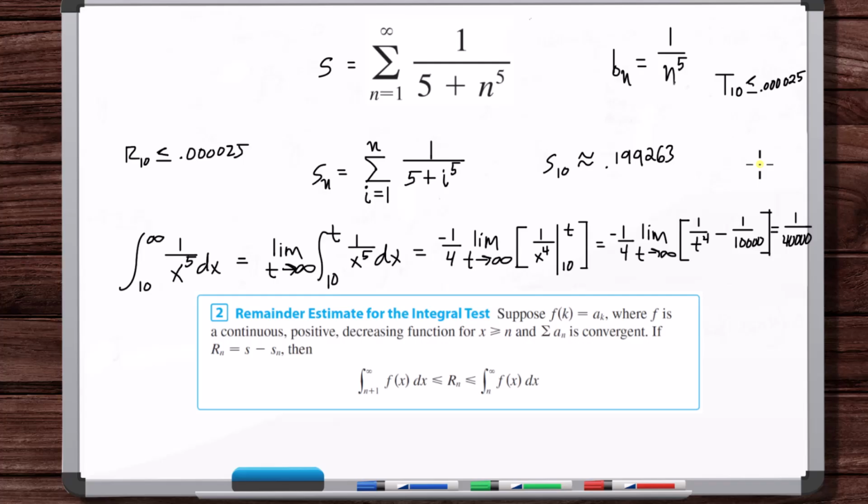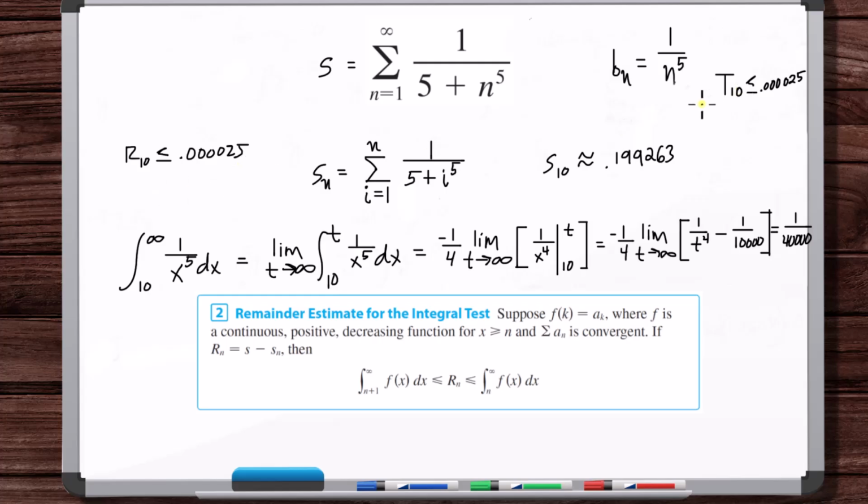When we went through the textbook section, I might have mentioned that we could potentially do that, and it doesn't look like we can. So for a comparison test, at least in the case where you're getting the remainder using the remainder estimate for the integral test for the b sub n, I don't think you can go that extra step of improving the remainder estimate. I think you're done here. Once you get the upper limit on t, then that's the upper limit on the r.